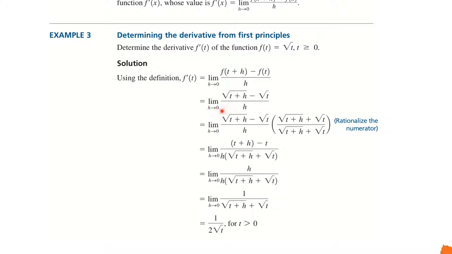To find this limit, as we've done a couple of times in the previous chapter, we rationalize the numerator by multiplying by the conjugate and dividing by the conjugate. Therefore, the limit would be the same as the limit of h over h times square root of t plus h plus square root of t, as h approaches 0. We reduce the fraction and we find the limit. The limit would be 1 over 2 square root of t. Therefore, the derivative of square root of t is 1 over 2 square root of t.